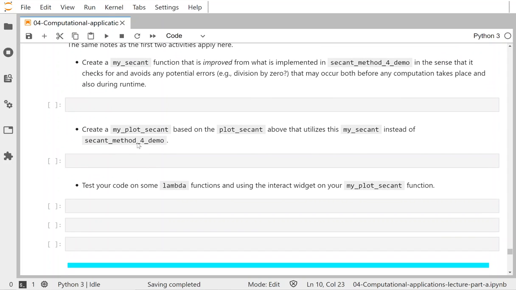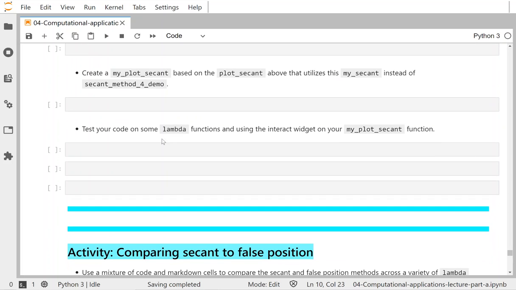So then I want you to create a myPlot secant that's based on the plot secant function that utilizes mySecant instead of the secant method for demo. And then I want you to test your code on some Lambda functions and using the interact widget on your myPlot secant function.